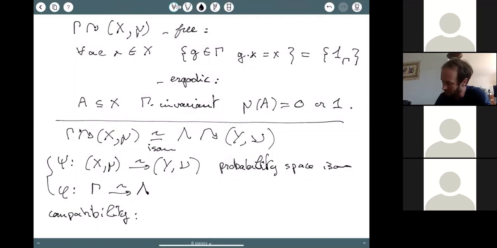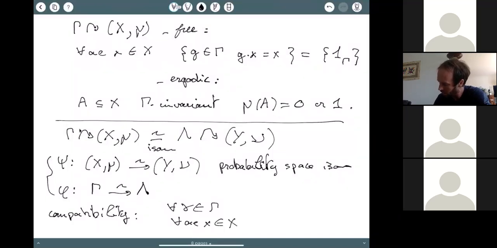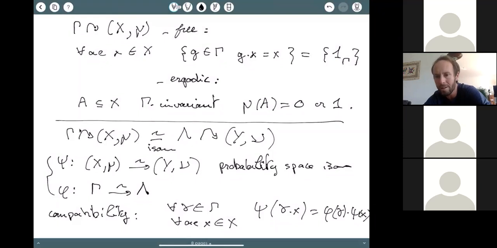So this precisely means the following: for every gamma in Gamma, and for almost every x in X, you'll have that psi of gamma x is phi of gamma times psi of x. So this is the compatibility assumption. So let's take a look a little bit at this condition. So of course it's very strong.